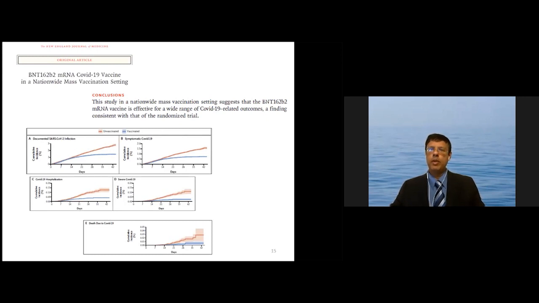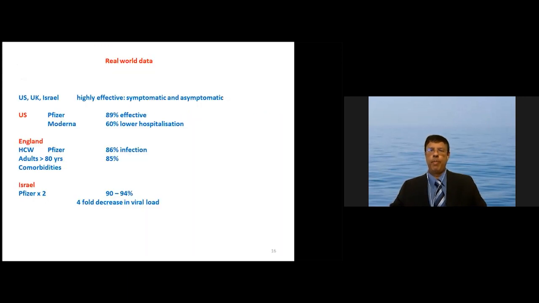This was a study from Israel, and again, you can see those that did not receive the vaccine shown in red, and those that received the vaccine shown in blue, and there is a big difference between those who received the vaccine with regard to reduced death, hospitalization, and ITU care. So what is the summary of this? The US, UK, and Israel have produced studies which show that the vaccines are highly effective against symptomatic and asymptomatic COVID-19.